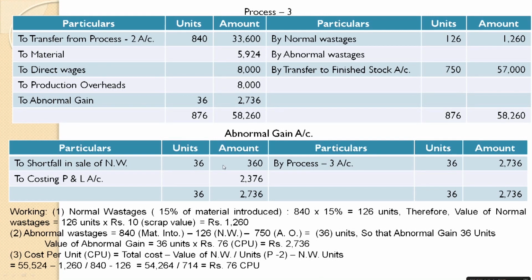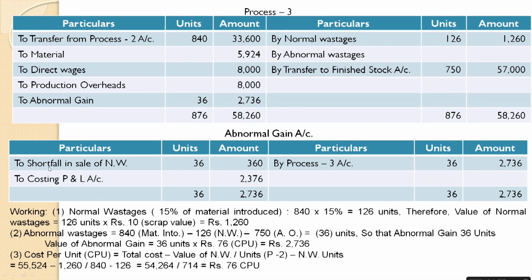Why is it considered a shortfall here? Because this is an abnormal gain, it is a different situation. Otherwise, generally it is always wastages that happen, instead of gain, but in this particular process we have a gain. So, whatever gain we determined, the gain value would be determined on the basis of the same normal wastage scrap value only. The normal wastage scrap value is given as 10 rupees per unit. So, 36 units multiplied by 10 comes to 360 rupees.